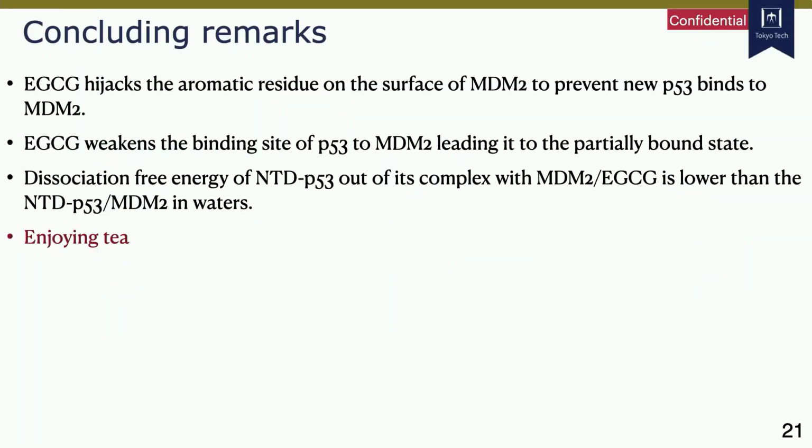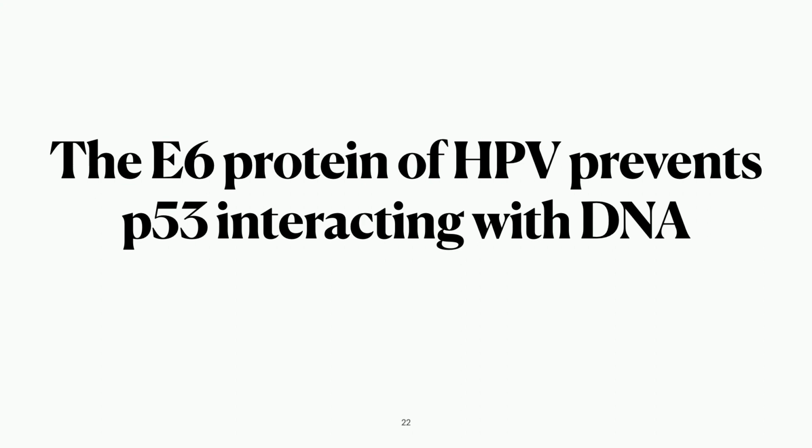So it encourages the N-terminal domain of P53 to dissociate, and it helps P53 to function. So the conclusion from this part is that we find EGCG tries to hijack and help P53 to function. Now I would like to jump to a different topic: the E6 protein of HPV. This is the HPV virus, which prevents P53 interacting with DNA.